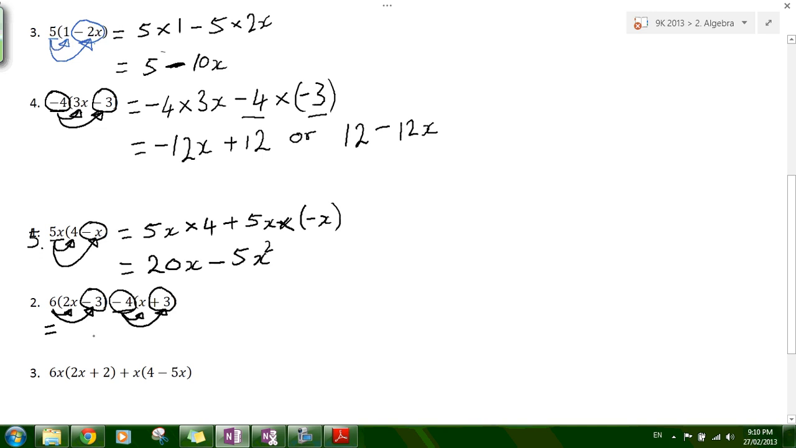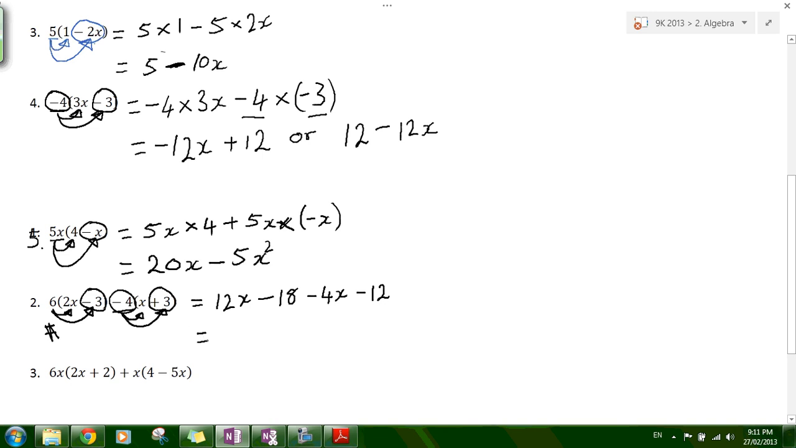So if we have a look at that, this equal sign, we'll just go here. So what we have is 6 times 2x, that's 12x. Then we have 6 times minus 3. It's a positive times a negative, so it's going to be a negative answer, and 6 times 3 is 18, so it must be minus 18. Now the next one we have is minus 4 times x, so it's going to be minus 4x, and then the final term is minus 4 times positive 3. Negative times a positive is going to be negative, and it's actually negative 12.